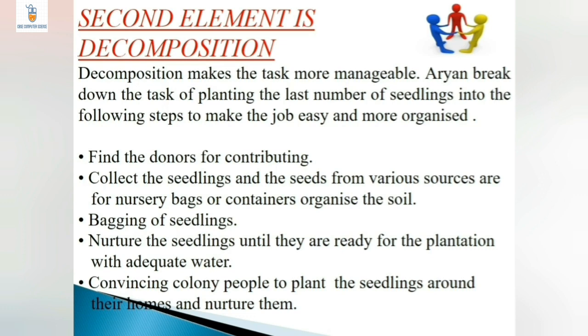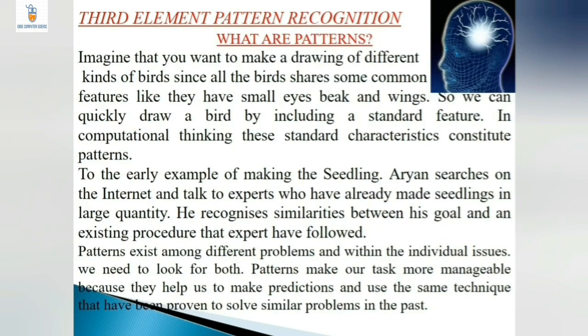Now let's relate Aryan's task with the third element, that is pattern recognition. Now what are patterns? Imagine that you want to make a drawing of different kinds of birds. Since all the birds share some common features like small eyes, beak and wings, we can quickly draw a bird by including the standard features. In computational thinking, these standard characteristics constitute patterns. So in the earlier example of making the seedlings, Aryan searches on the internet and talks to experts who have already made seedlings in large quantity. He recognizes similarities between his goal and an existing procedure that experts have followed.